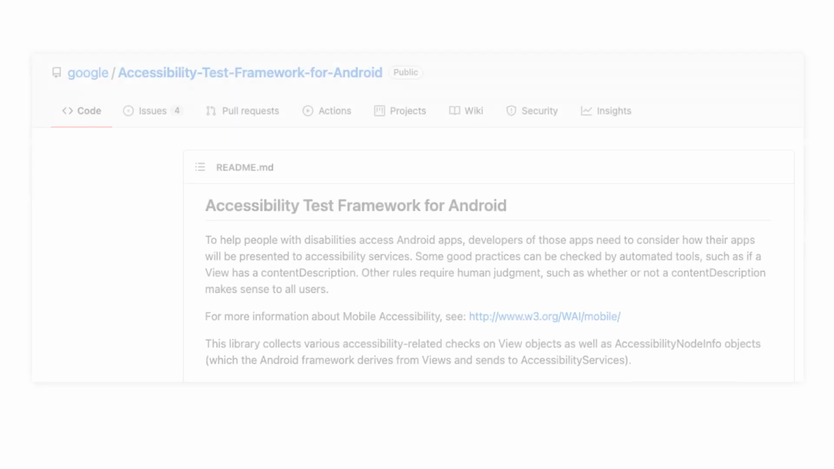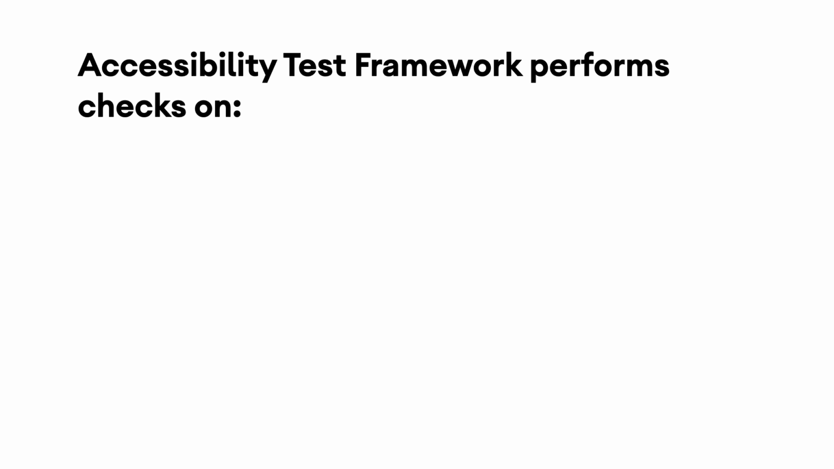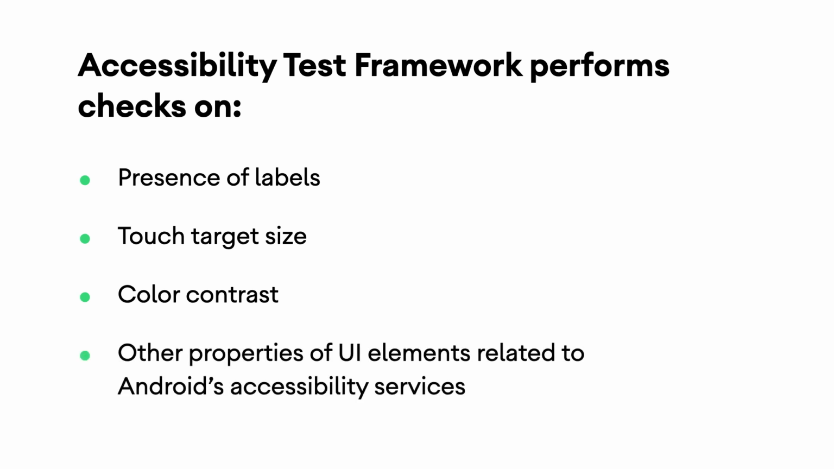With this existing Espresso test in place, we can integrate Accessibility Test Framework checks to also test for possible accessibility improvements. Accessibility Test Framework is a library that checks specific aspects of an Android UI to identify opportunities for improving an app's accessibility. The Accessibility Test Framework performs the following checks: presence of labels, which allow users of screen readers to understand content within your app; touch target size, because larger touch targets make interaction easier for those with limited manual dexterity; color contrast between text and images, which can impact the legibility of your app's content; and other properties of UI elements to test whether Android's accessibility services can properly convey your app's semantics to end users.